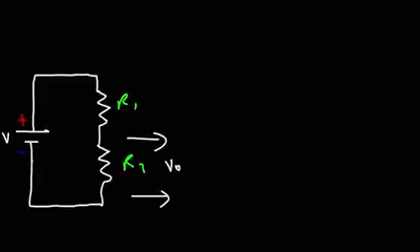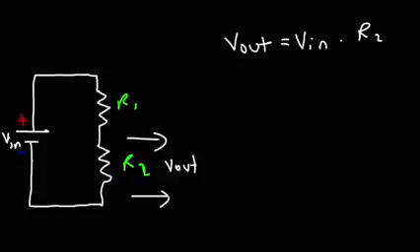And let me give you the formula associated with this type of circuit. Let's call this R1 and R2. And let's call the voltage of the battery V. And we're going to say the voltage across R2 is the output voltage. The output voltage is going to equal the input voltage times R2 divided by R1 plus R2.